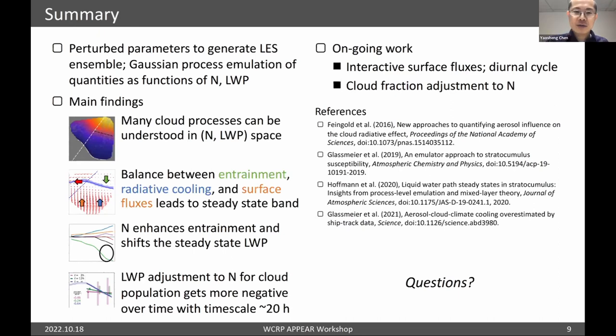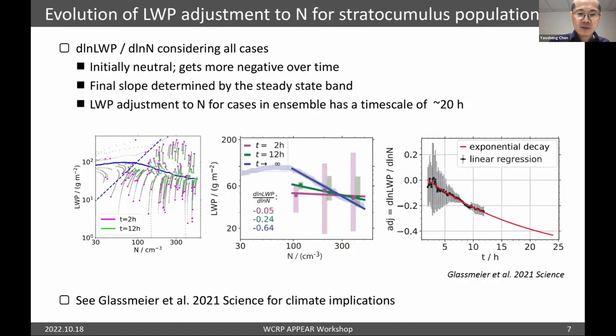We haven't thought about how to use, for example, what we learn from this simulation to improve large scale models. So far, it's really about using LES to understand the behavior of this cloud population themselves. Yeah, it'll be interesting, with time scales like this, how to inform climate models with that. That's a very interesting question. Haven't thought about that.